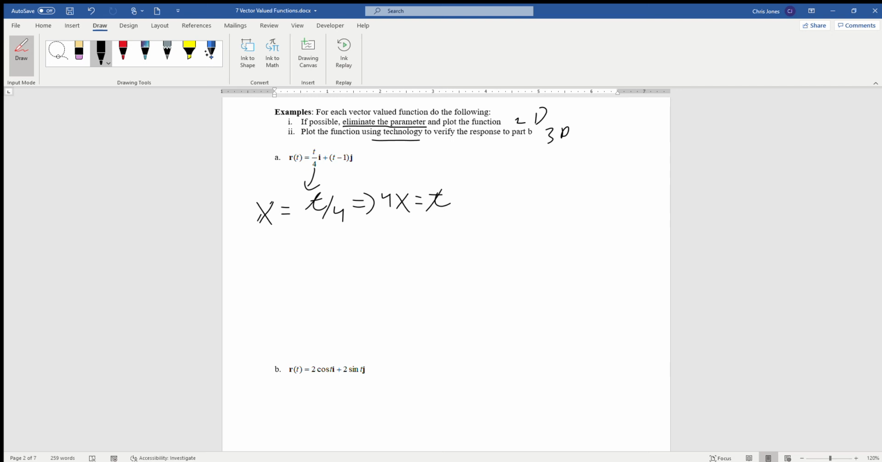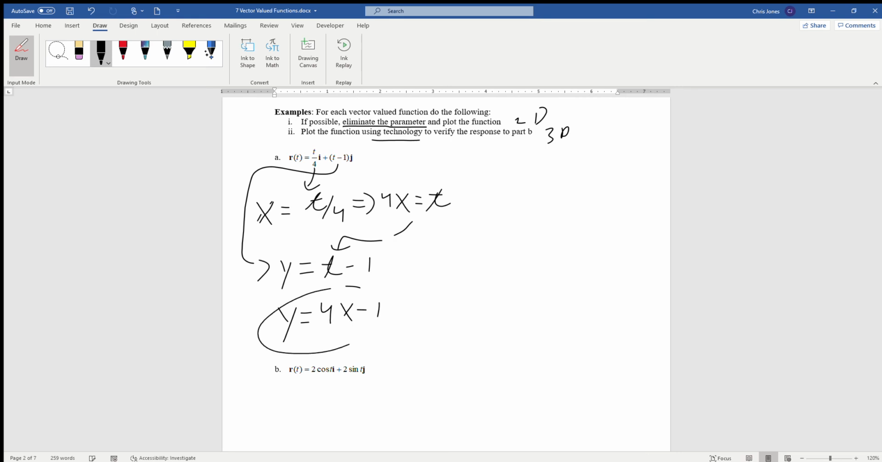And why does that help us? Well, the y value is going to be equal to t minus 1, but we just said that t was 4x, so y is going to be equal to 4x minus 1. And we know what the graph of that looks like. That's just going to be a line, slope 4, passing through 0, negative 1. If we were to approximately graph this, we'd probably get something like this.